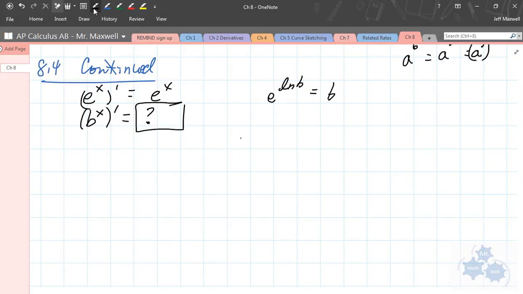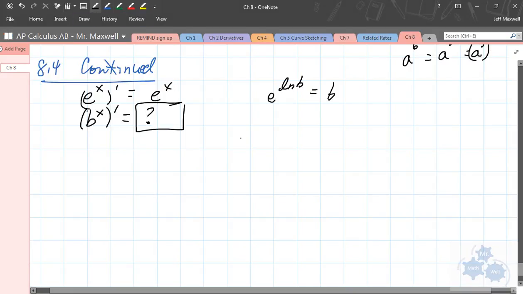Okay, so we're looking at the derivative of b to the power of x. We know that the derivative of e to the power of x is itself, but when we have a different base, what do we do? Here's the proof, or how we differentiate this. If we have e to the power of ln b, we know that equals b, right?